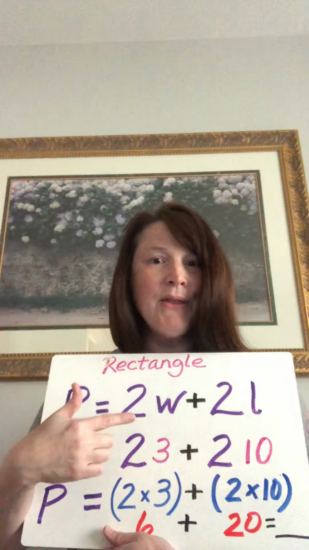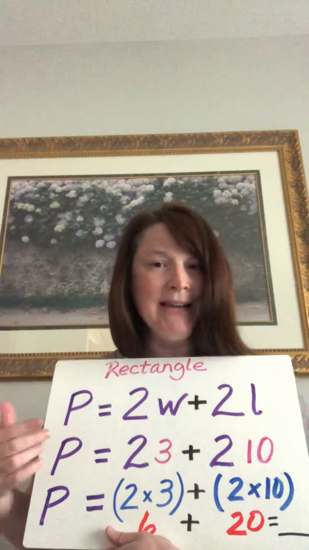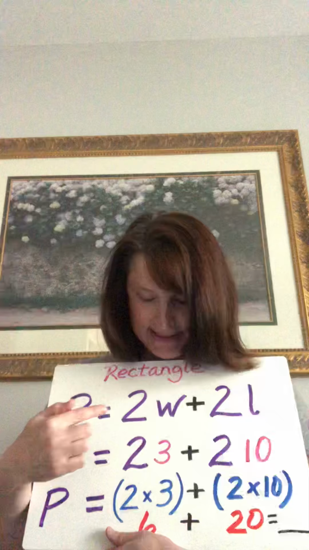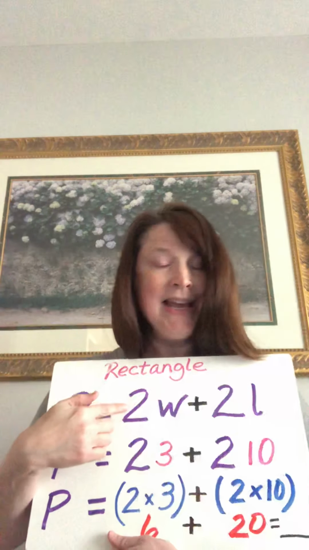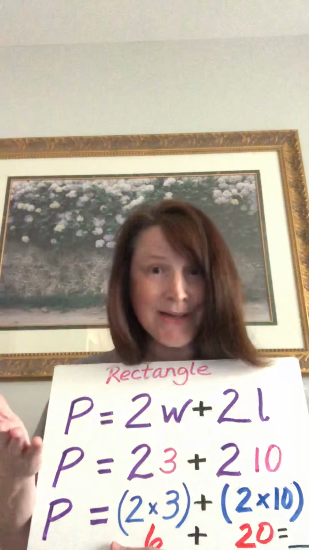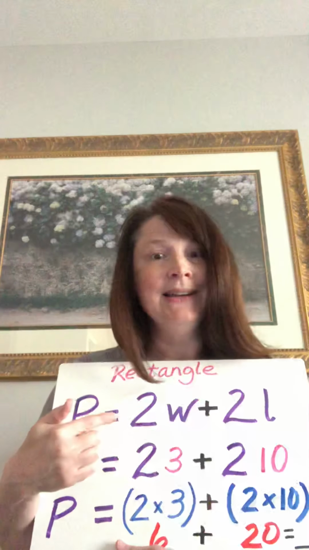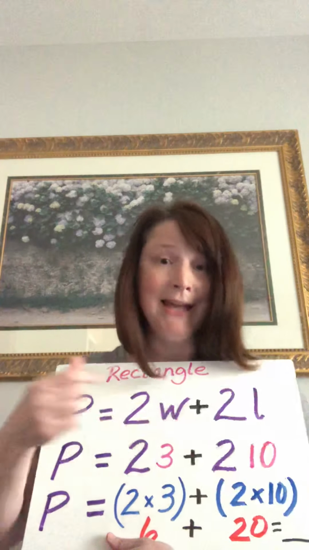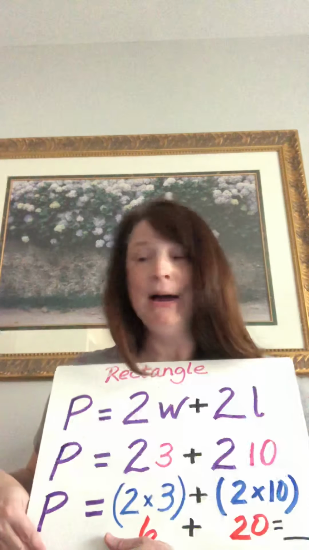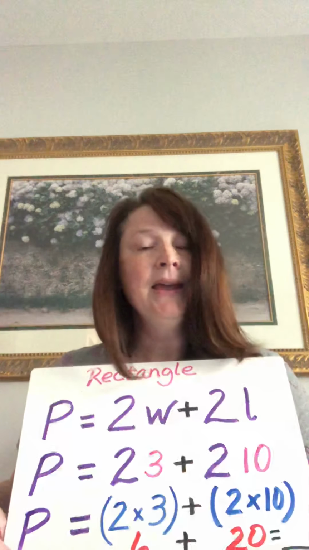Now, a couple of things to notice here. The letters are lowercase, whereas the P for perimeter is uppercase. You'll also notice that there's nothing in between the number and the letter. And though there isn't a multiplication sign there, you're meant to know that that means 2 times the width and 2 times the length, okay? So let's look at a little example here.